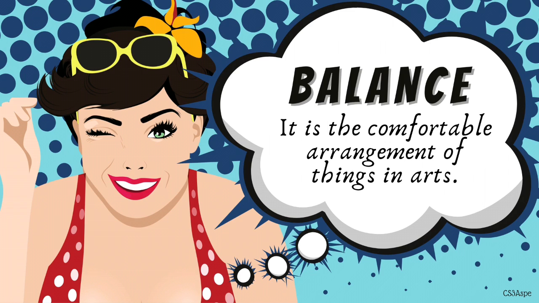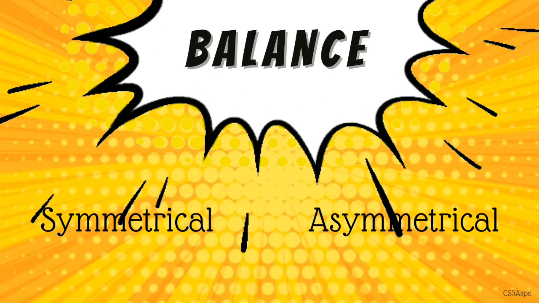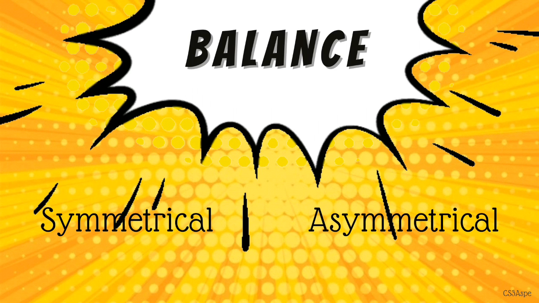Balance or alignment, showing visual weight. It is the feeling of balance or comfortable arrangement of things in art. It happens when the elements of design are arranged symmetrically and asymmetrically to create the impression of equality in weight or importance.